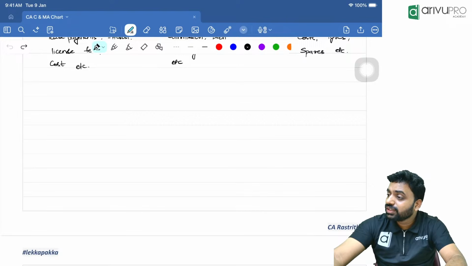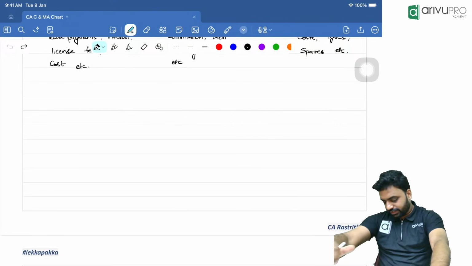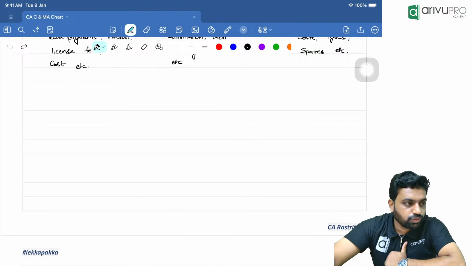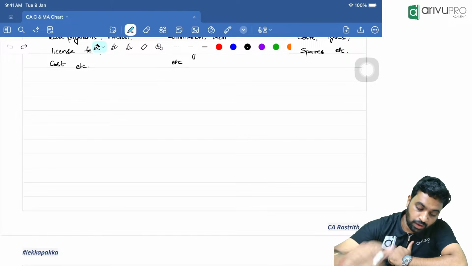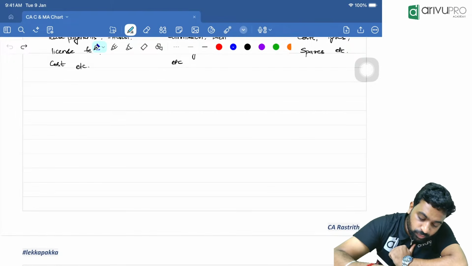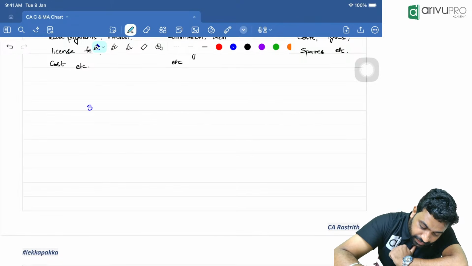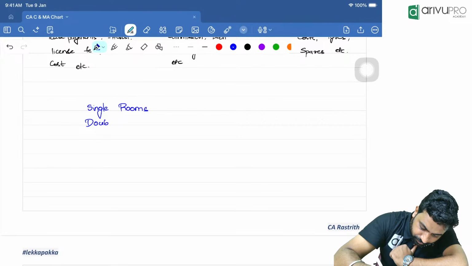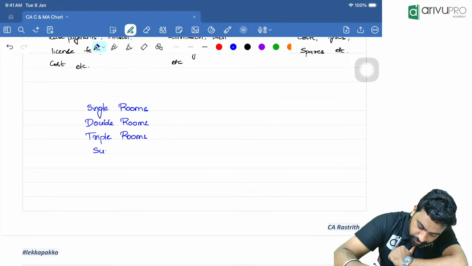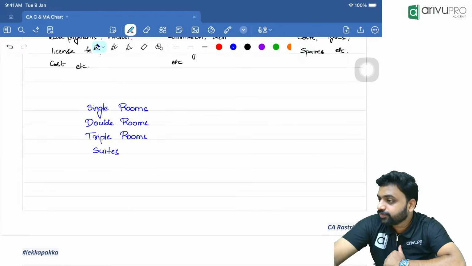I should compute equivalent units. In fact, equivalent room days. What do we have to compute? Equivalent room days. Got it? Now, how to compute your equivalent room days? Let's say there are single rooms in our hotel. There are double rooms. There are triple rooms. Let's say there are suites.